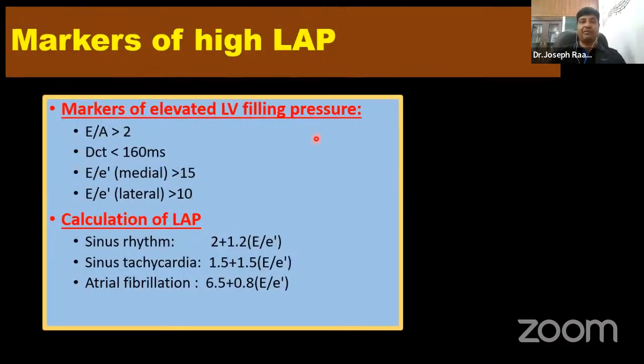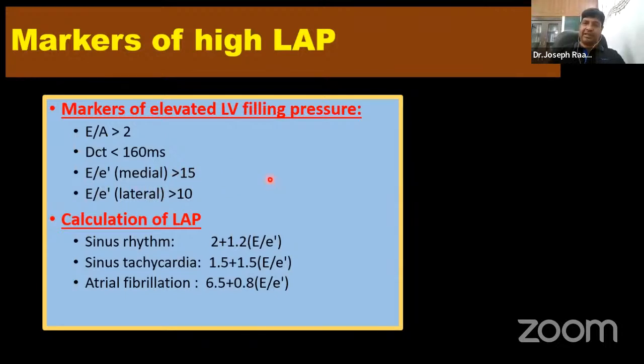So these are certain markers where you can know that your LA pressures are very high. As already told, basically a grade 4 diastolic dysfunction: if the E by A is more than 2 or the DCT is less than 160 milliseconds, and then your E by E dash ratio, if it is on the medial, that is septal, is more than 15, or E by E dash is more than 10 in the lateral.